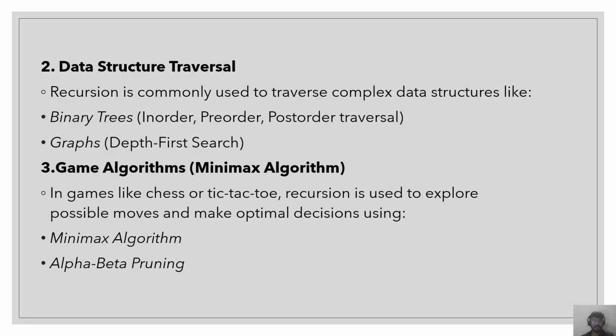Second one, data structure traversal. Recursion is commonly used to traverse complex data structures like binary trees, with in-order, pre-order, and post-order traversal, or graphs, that is depth first search. Third one, game algorithms, the minimax algorithm. In games like chess or tic-tac-toe, recursion is used to explore possible moves and make optimal decisions using the minimax algorithm and alpha-beta pruning.